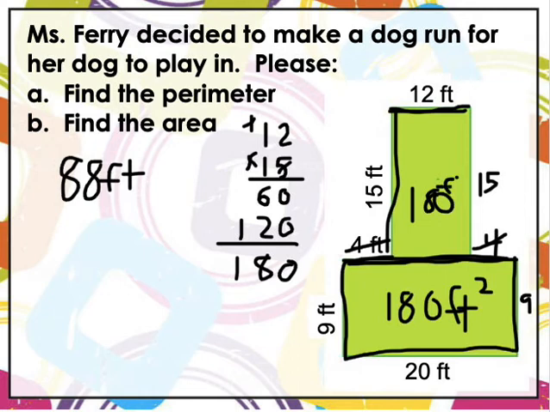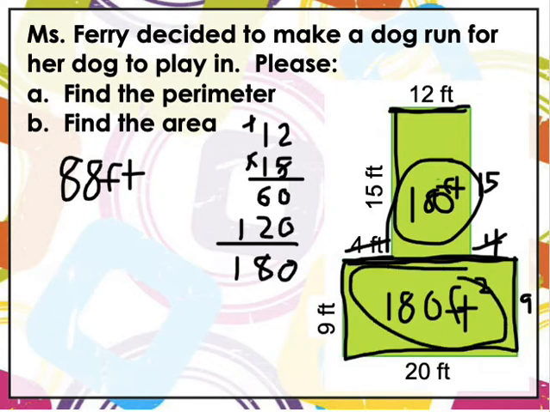So to find my total area, I need to add this top area plus this bottom area. So I'm going to add 180 plus 180. And when I add these together, I'm going to get 360 feet squared.